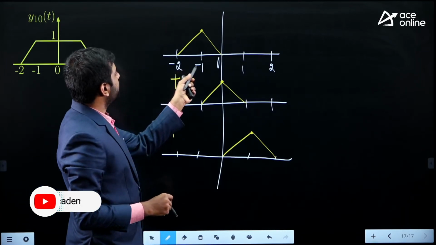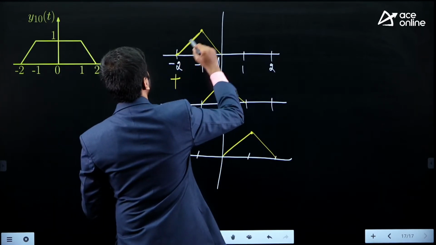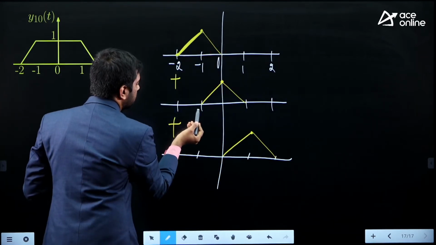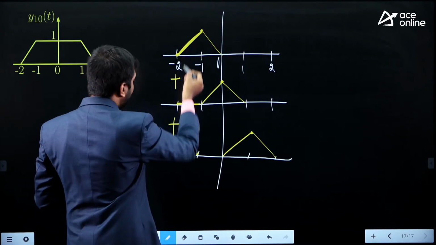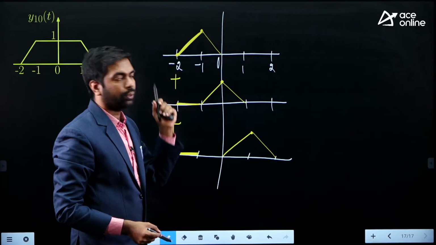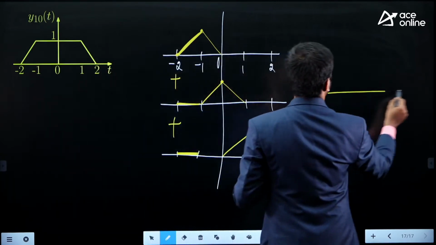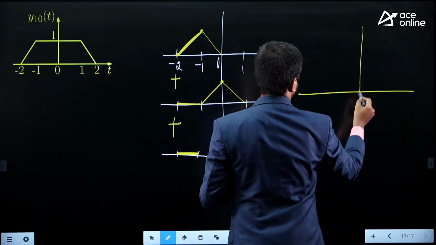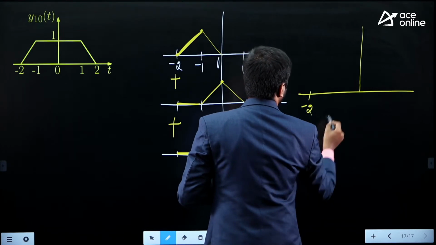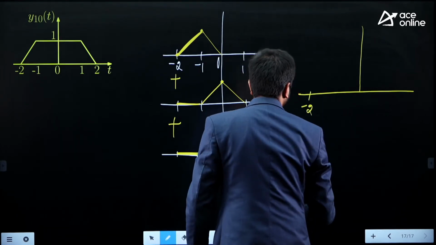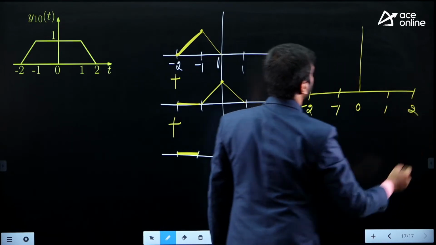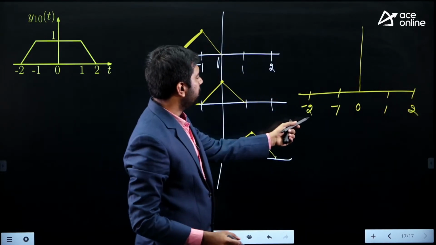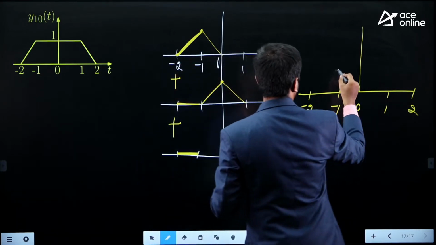From -2 to -1, you see a signal like this. From -2 to -1, there is no signal here. From -2 to -1, there is no signal. When you add the 3, you get this. So let's draw the resultant here. So this is -2, this is -1, 0, 1, and then this is 2. From -2 to -1, you have to retain this. Okay, I'll retain.